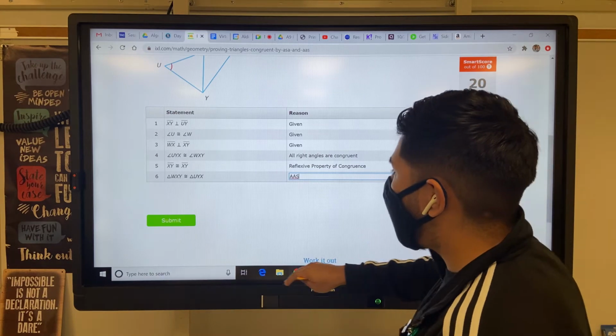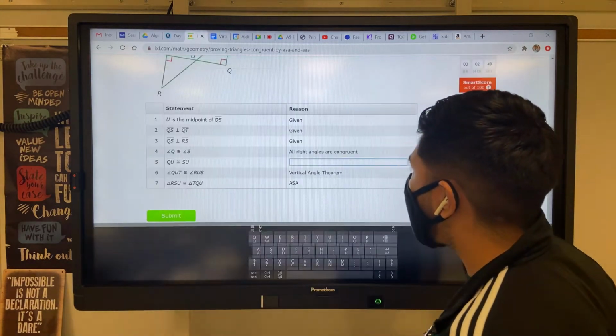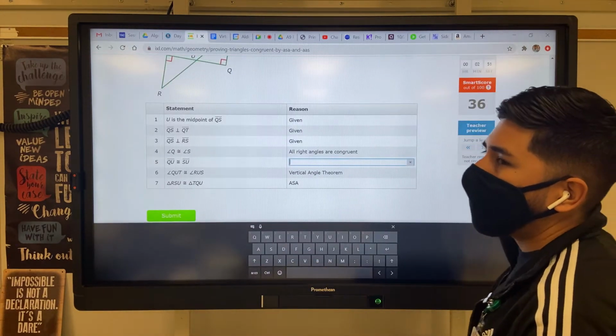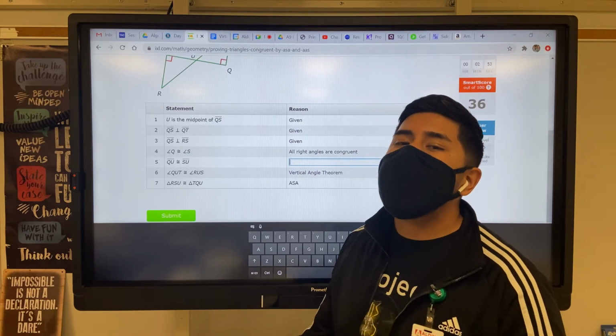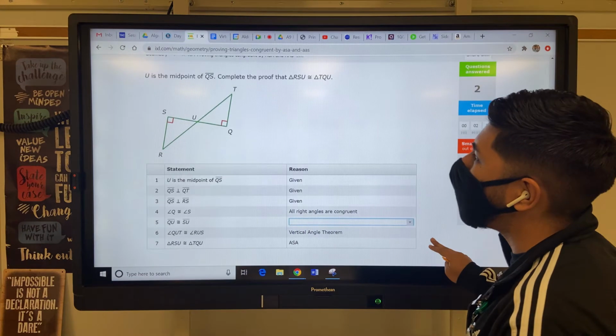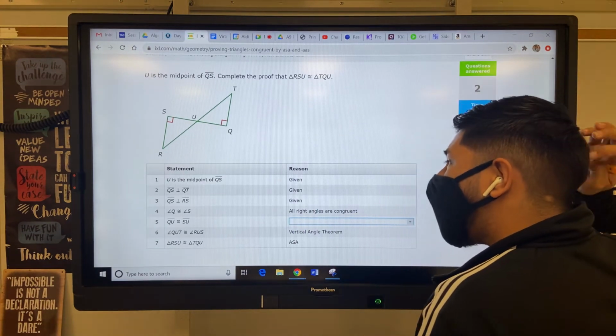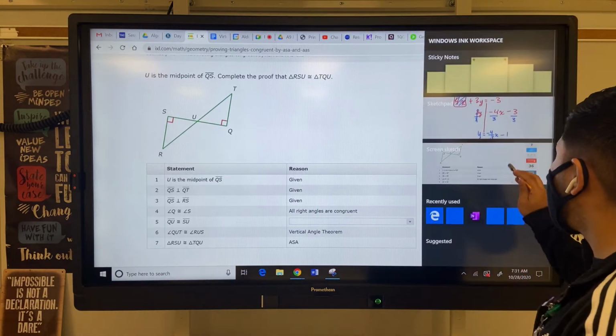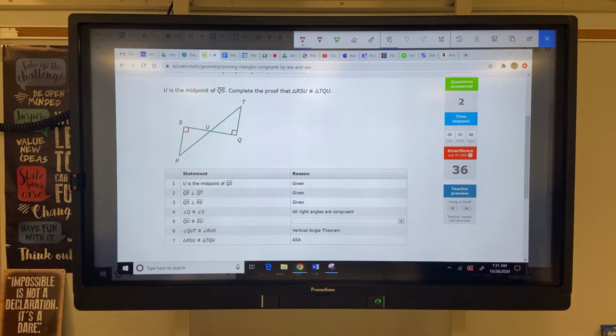Geometry is a pain in the butt, ladies and gentlemen, but you have to have it in order to graduate, and I'm making it as easy as possible. Make sure that you just get it done. All right, last one, because I think after this we will get a 50.